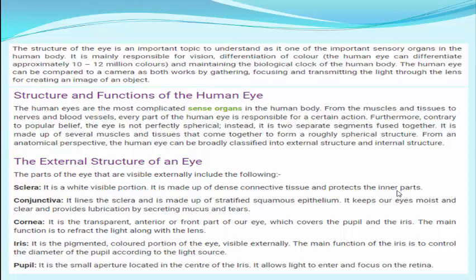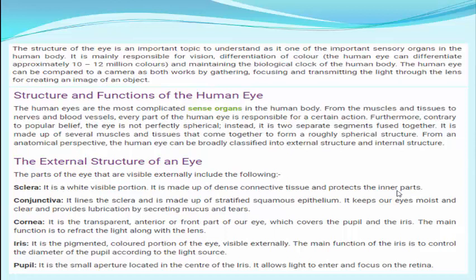From an anatomical perspective, the human eye can be broadly classified into external structure and internal structure. The external structure of an eye. The parts of the eye that are visible externally include the following things. The first one is your sclera. It is a white visible portion. It is made up of dense connective tissues and protects the inner parts.